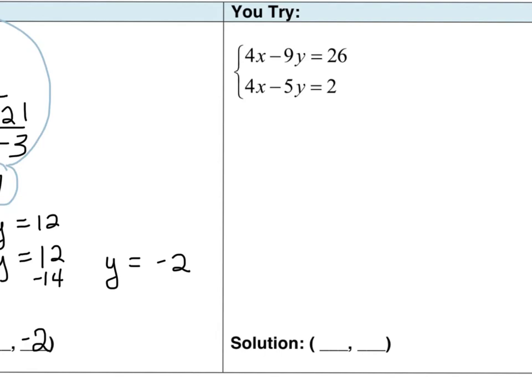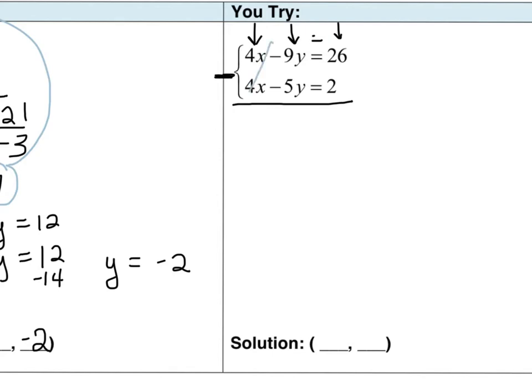Let's check out this next one. Our x's are lined up, the y's are lined up, the equal signs are lined up, and the numbers over there are lined up. So we'll put a line underneath, and what can we do to make either the x's or y's cancel out? Well, it looks like 4x minus 4x will cancel out.